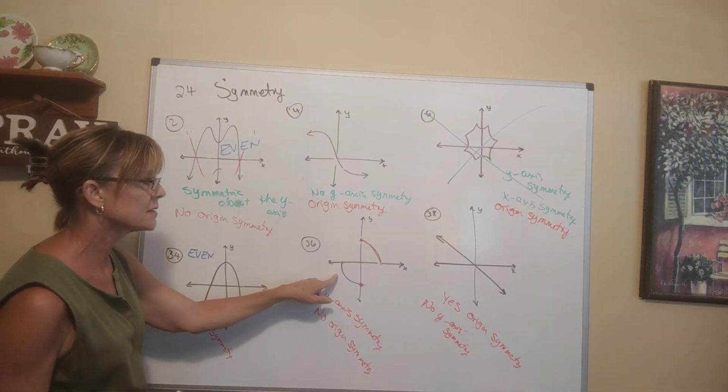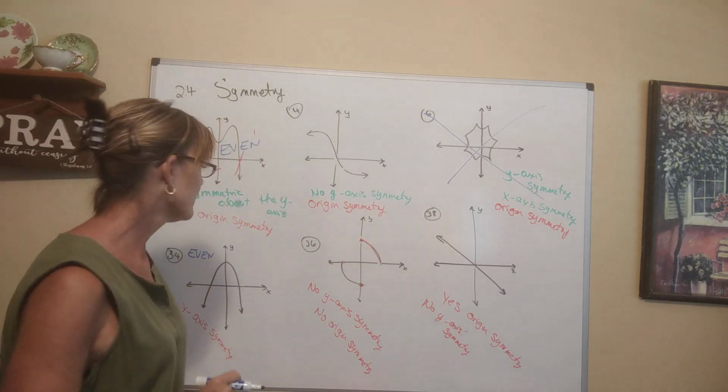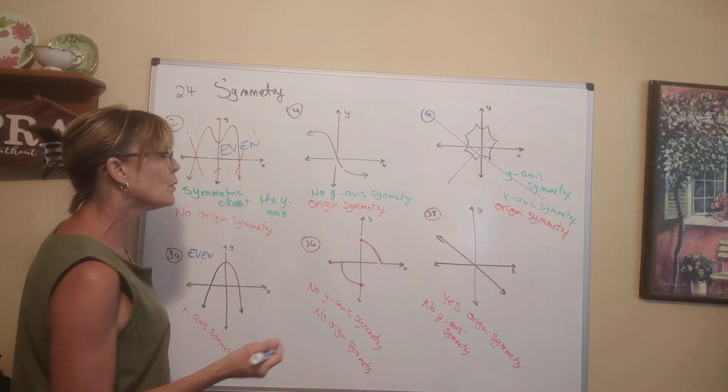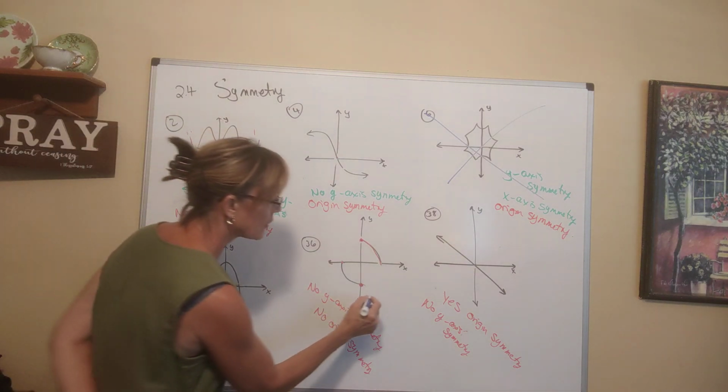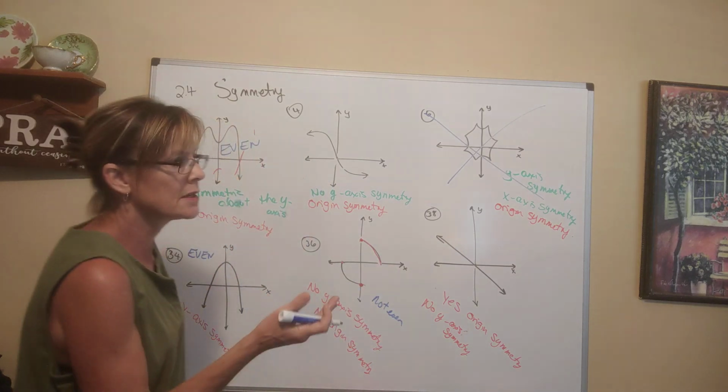Did this one have y-axis symmetry? No. No, they do not get the label even. And if we want to say not even, you could say, okay, this is not even, if you wanted to say it doesn't get the label even.